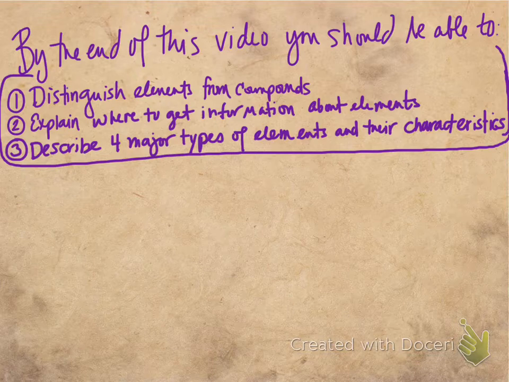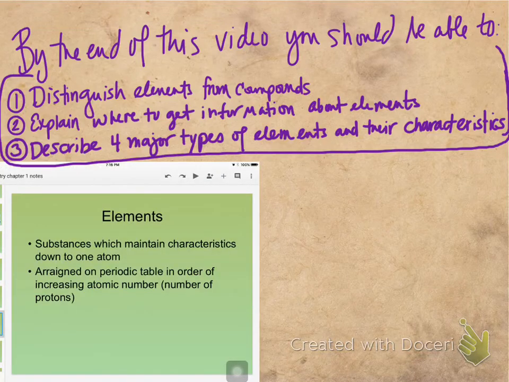By the end of this video, you should be able to distinguish elements from compounds, explain the best place to get information about elements, and describe the four major types of elements as well as their characteristics. Remember that elements are substances which maintain characteristics down to a single atom. So a single atom of gold has the same basic characteristics as a gram of gold. A single atom of carbon has the same characteristics as a whole gram of carbon atoms. And they're arranged on the periodic table in order of increasing atomic number.